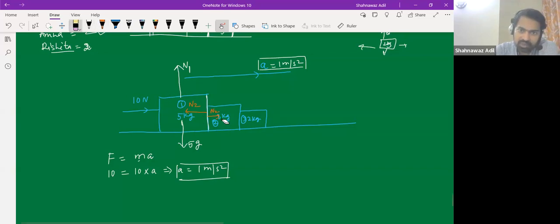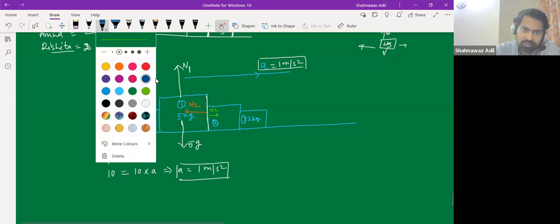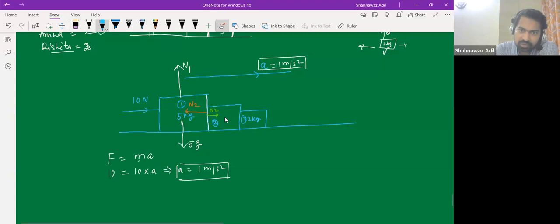So let me write it with a different color. This is N2, right? And then this is N2. So these are all the forces acting on this block. Clear? Yes, sir. So now let us draw the FBD of this 5 kg block.